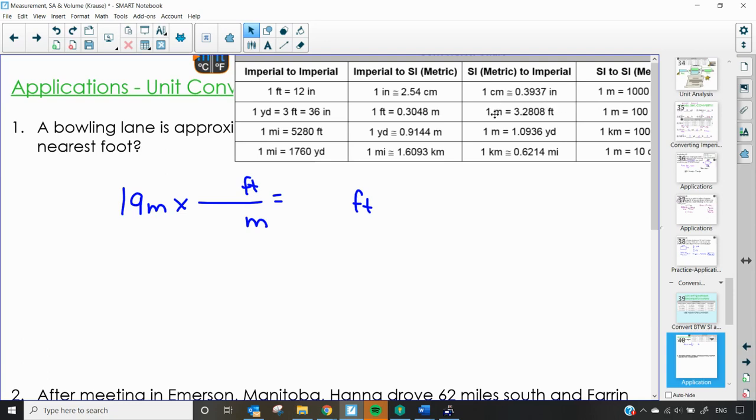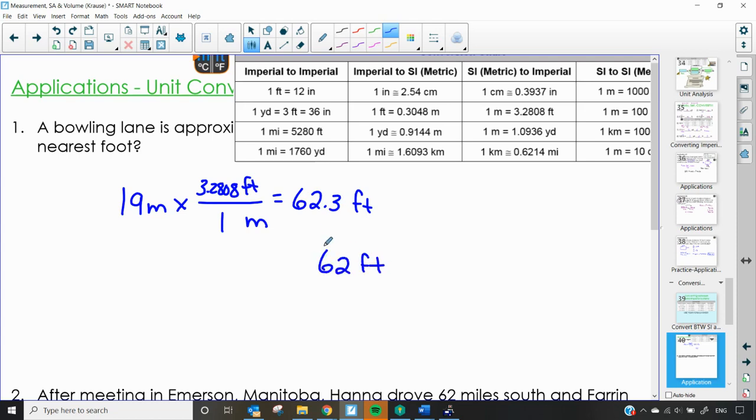Looking at my conversion chart, I see that there are 3.2808 feet per 1 meter. So I'm going to put the 3.2808 with the feet and 1 meter. So on my calculator, I'm going to go 19 times 3.2808 divided by 1 is going to give me 62.3 feet. So to the nearest foot is 62 feet.